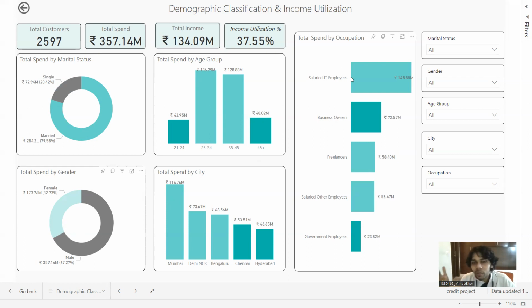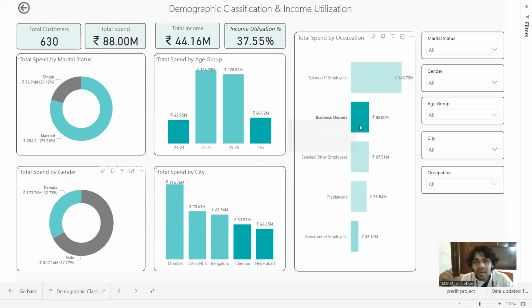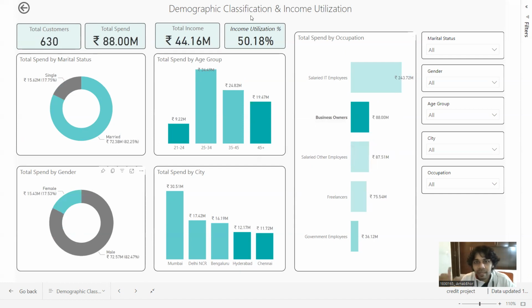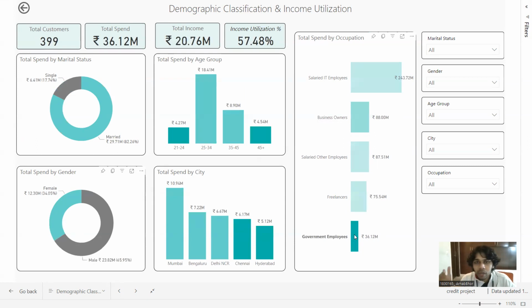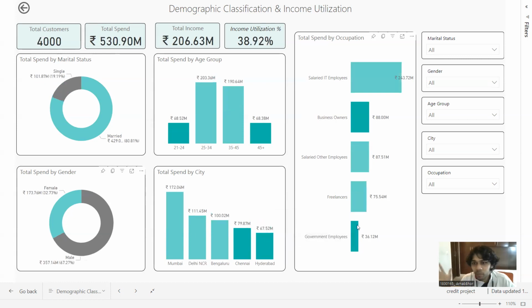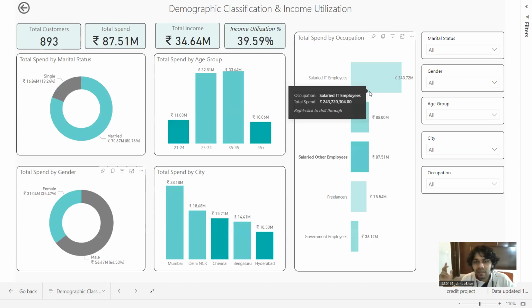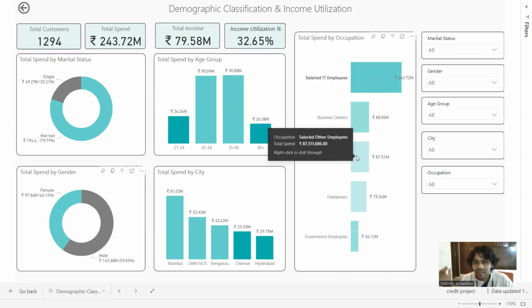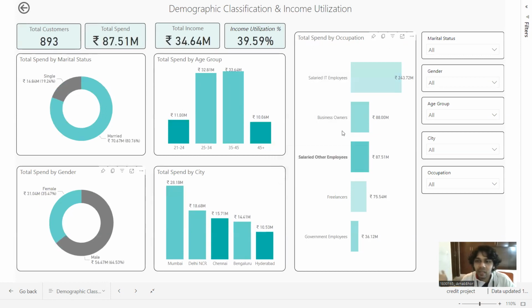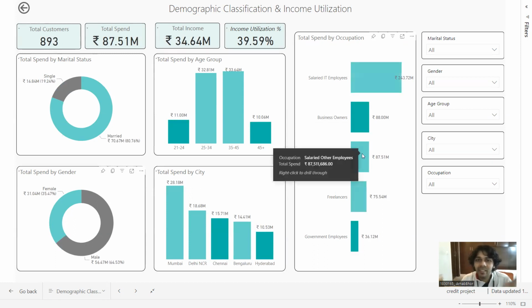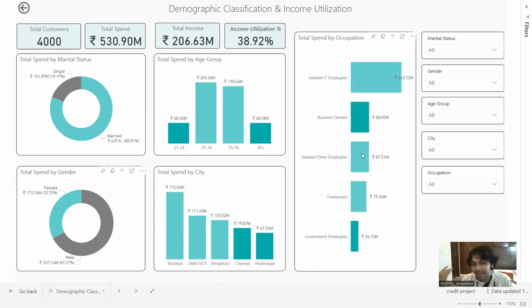Now, moving to total spend by occupation, we can see that business owners have a relatively high income utilization percent, and government employees also have 57.48. So again, business owners and government employees can be potentially our target audience, right? And the rest, you can see by clicking here, are not very high. Even other salaried employees have a relatively high 39.59, but the average is only 38.9, so it's not that high, right?